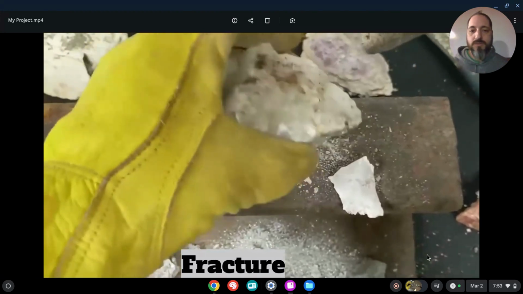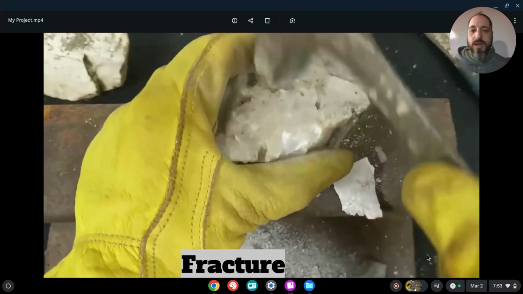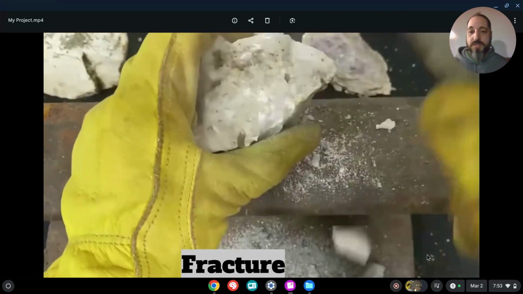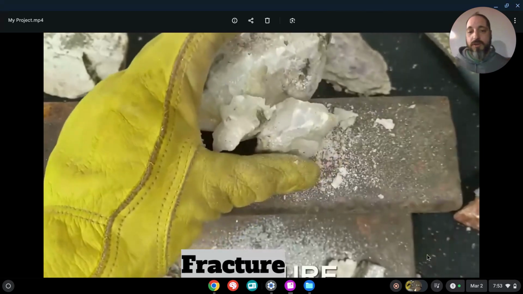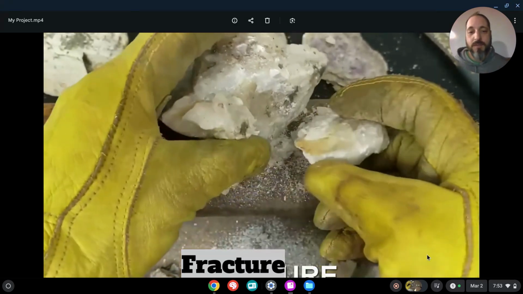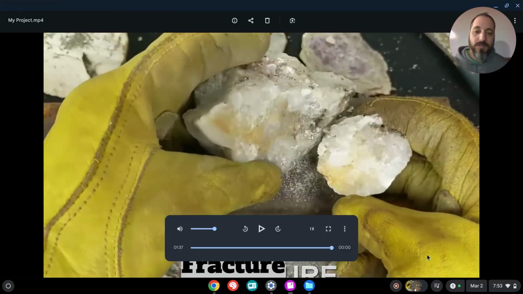All right, here's an example of fracture. So you can see this is really jagged. It's not breaking along nice, even planes. Even though some of those edges look a little bit flat, they're not going in the same direction each time. You can see it's kind of breaking apart like glass.